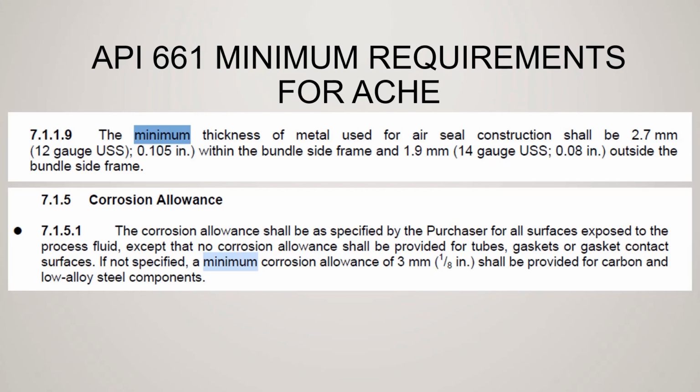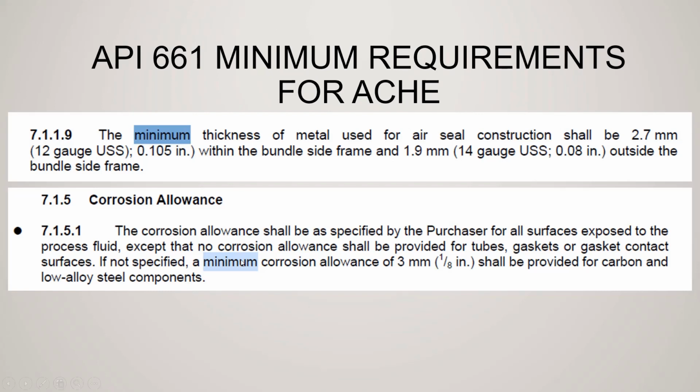Now let us see the minimum requirements for the construction of an air cooled heat exchanger as per American Petroleum Institute API 661. So these are the minimum requirements recommended in the code, and this will also be the reference or the base for review of the design and construction of air coolers. Let us start with the minimum thickness of air seal plate.